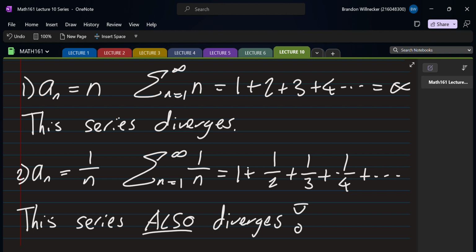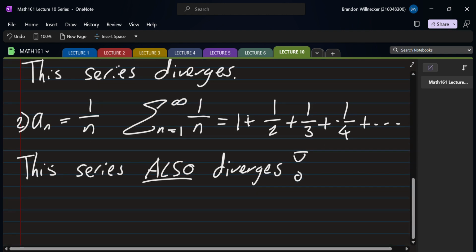That's a bit surprising. Even though we're adding smaller and smaller terms, and in the limit we're essentially adding 0 because 1 over n goes to 0, this does diverge. We'll see a quick little proof of that.